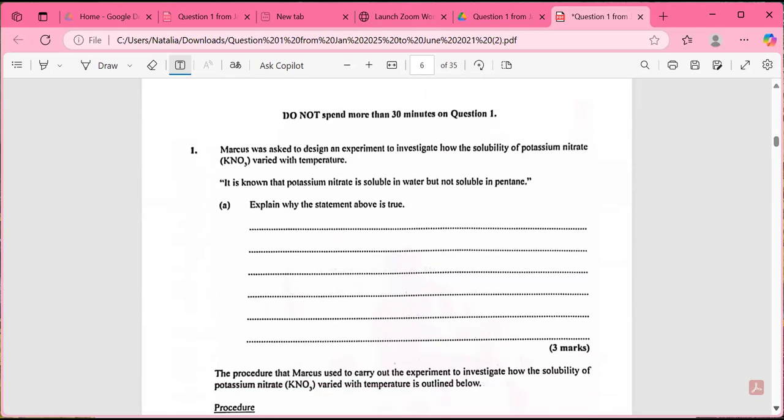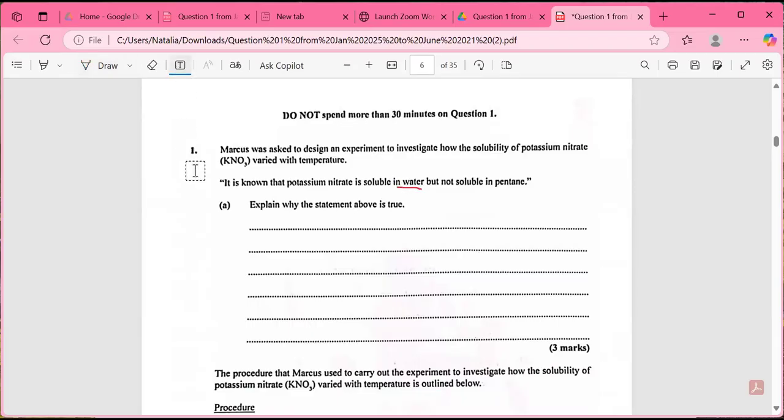So this is what we have not done. This is a solubility question. This is January 2024, if memory serves me correctly. Marcus was asked to design an experiment to investigate how the solubility of potassium nitrate varies with temperature. It is known that potassium nitrate is soluble in water but not soluble in pentane. Why is it soluble in water?